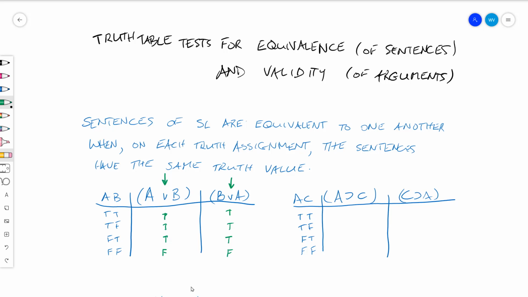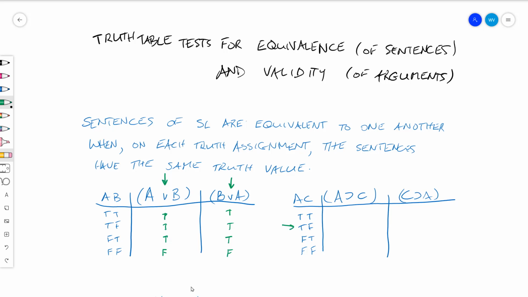Now, I did tell you that you only need to fill in enough of a truth table to prove what you're trying to prove. In the case of equivalence, you actually have to give a truth value for every sentence on every row of the table, because if you don't have them all, then you might have missed one where they're different. But in the case of proving invalidity, you only need one case where they're different. All right, and that's going to turn out to be here on the second truth assignment.